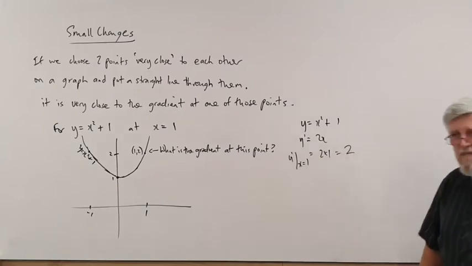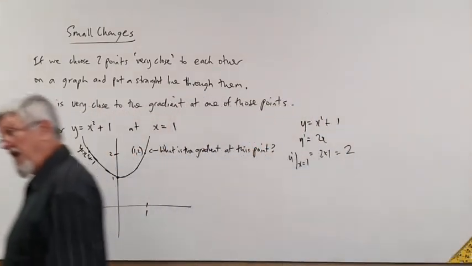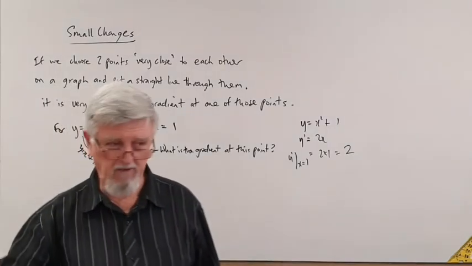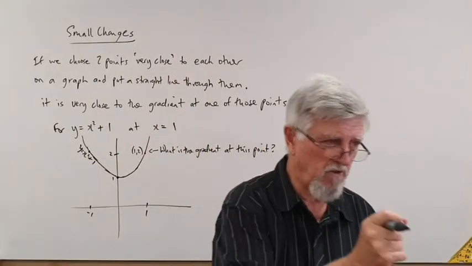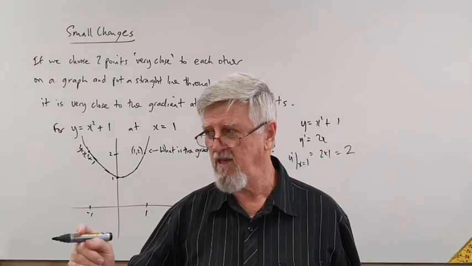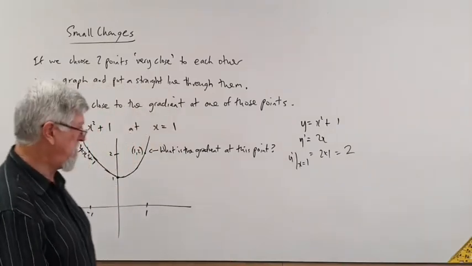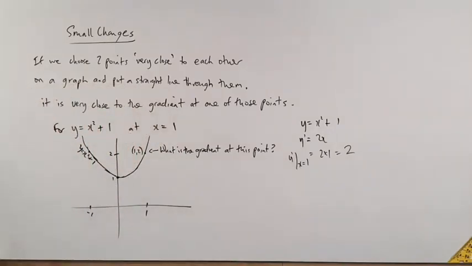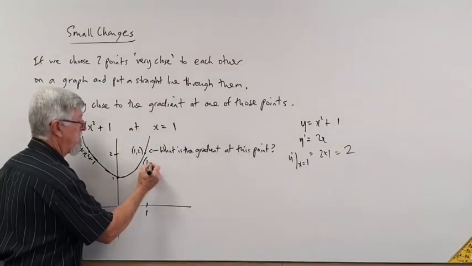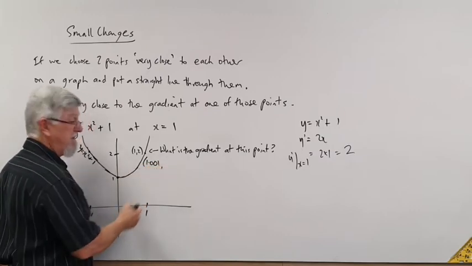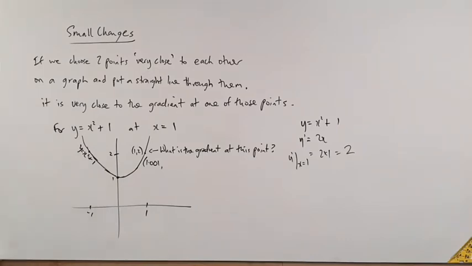Now, for some reason on some graphs, it's very hard to get the derivative. So you can't use the derivative to get the answer, you have to use an approximation to get the gradient. So how can we get an approximation to that? If I use the point 1.001, I can't draw 1.001.